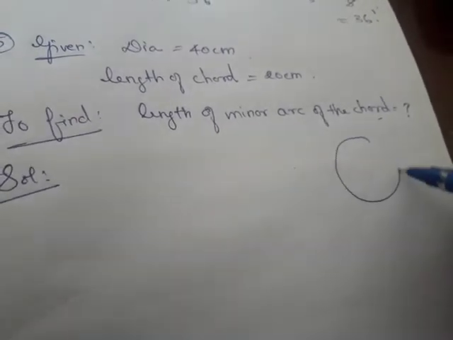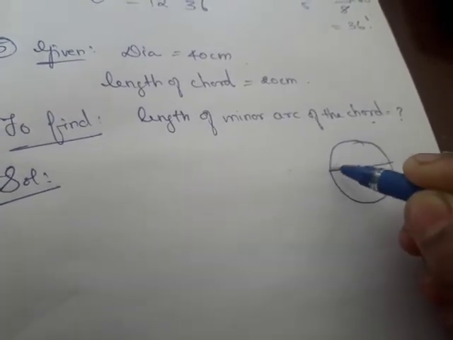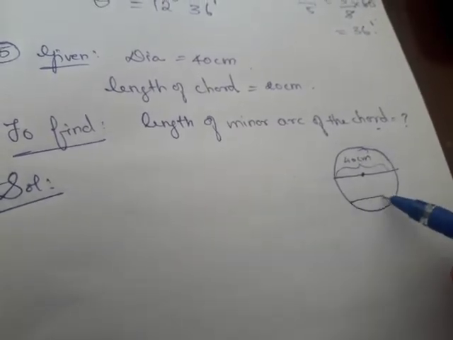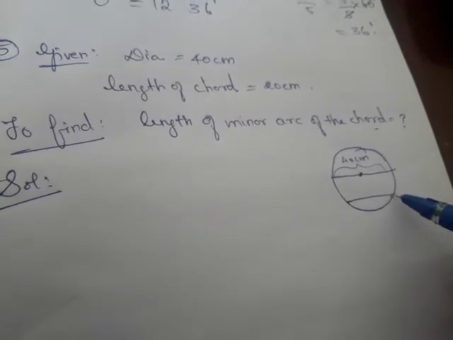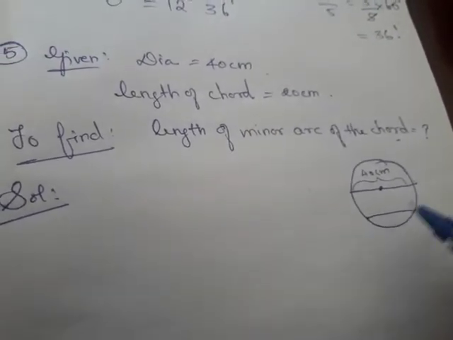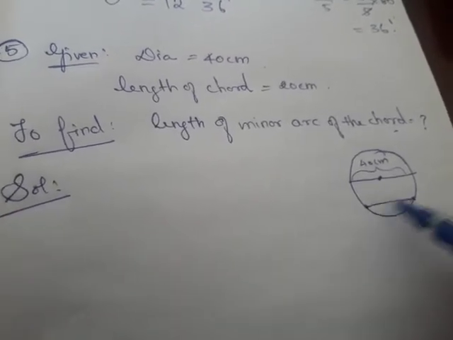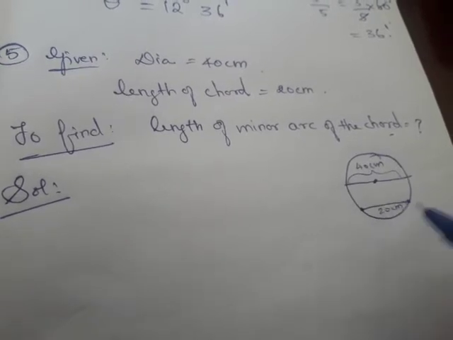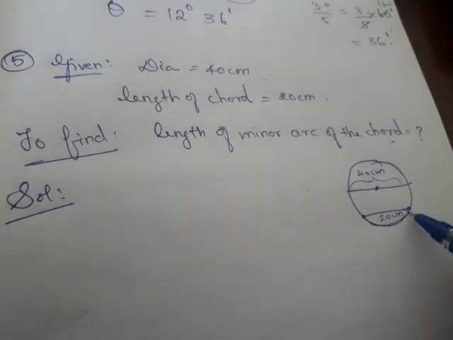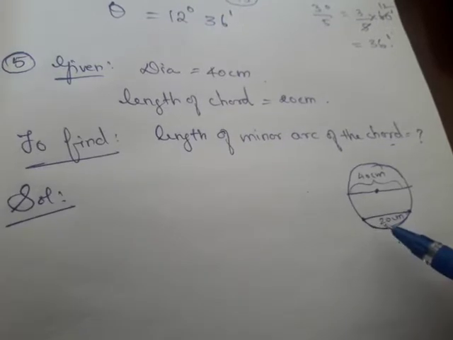So this is your circle. The circle has diameter 40 centimeter, right? And it has a chord. Chord means what? Any line segment which has both the end points on the circumference of the circle is called a chord. So the chord is of length 20 centimeter. Now they asked you to find this length, the length of this minor arc, right?